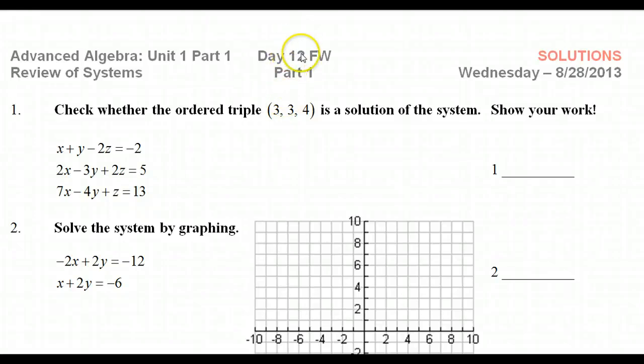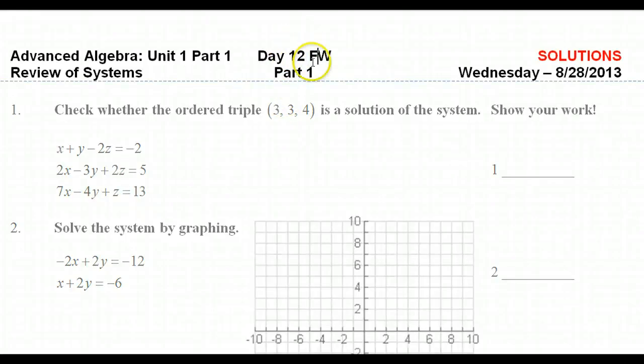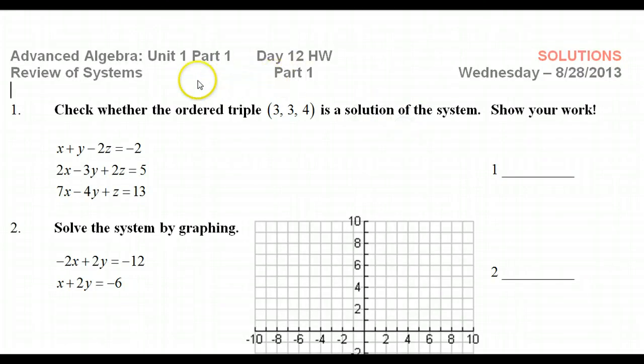Alright, this is day 12 of our unit on solving systems, and it's time to review. We have a test coming up, and so we need to go over all the topics. Now you'll notice that this one is called Systems Review Part 1.